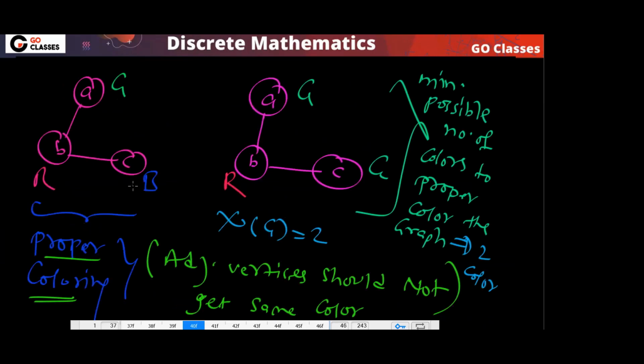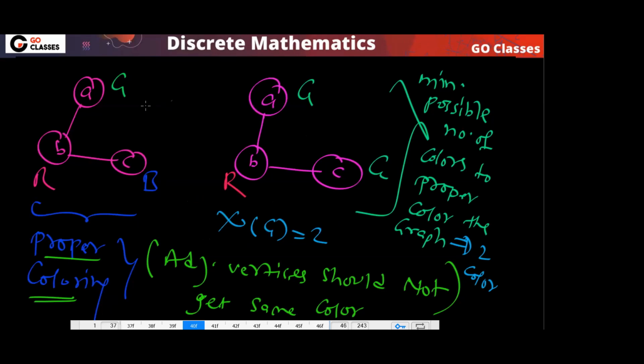For example, in this graph, is it 3 colorable? Yes, this is 3 colorable. You can notice green, red, blue. But what is the chromatic number? Minimum how many colors you need? Minimum 2 colors. Can I do this graph using 1 color? No, I cannot use 1 color. So the chromatic number will be 2.